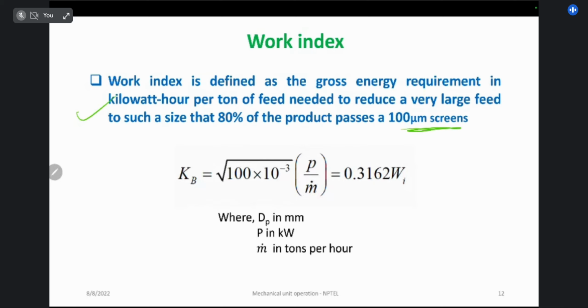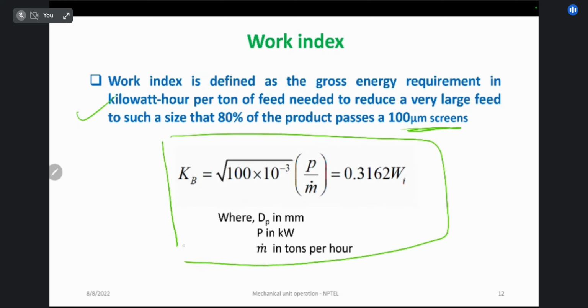If you want to understand in much more detail, then Kb, Bond constant, can be related with this: under root 100 into 10 to the power minus 3 P by m dot. So P is power and m dot is the mass flow rate, which is in tons per hour, and it is equal to 0.3162 Wi. Wi is the work index. You can directly remember Kb is equal to 0.3162 Wi. And according to this equation, you can get the value of the work index for your problems.